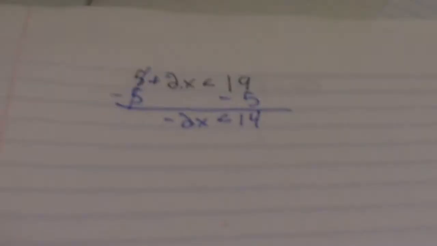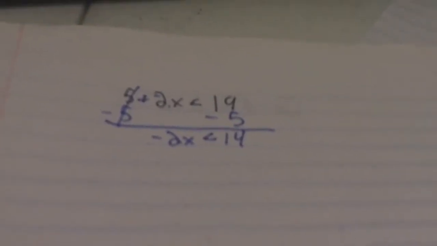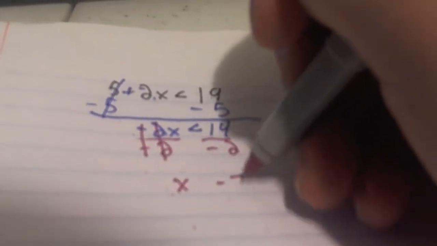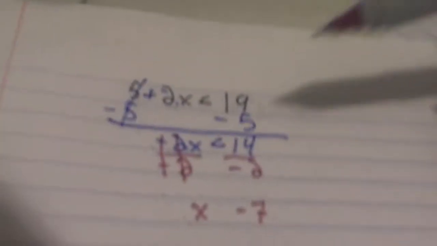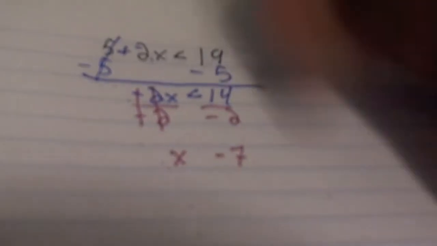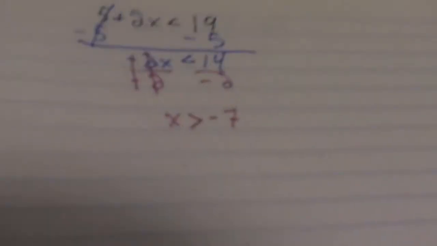Now, we need to get rid of the negative 2. So we get rid of the negative 2 by dividing by negative 2. Now remember, anytime you multiply or divide by a negative, the inequality is going to flip. This is where several of y'all make the mistakes. You have to flip the inequality. Since we divided by a negative, instead of saying less than, it is now going to say greater than.